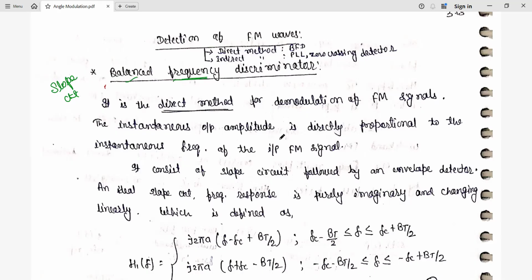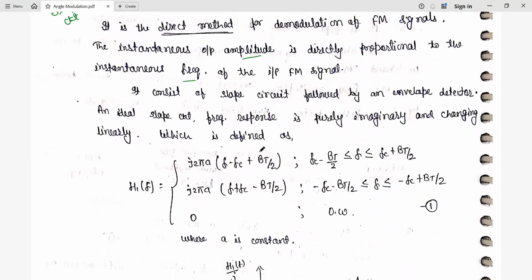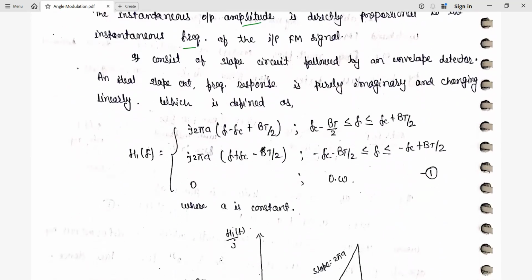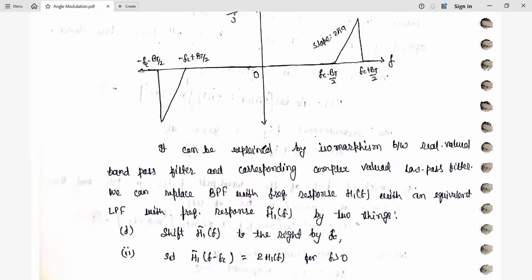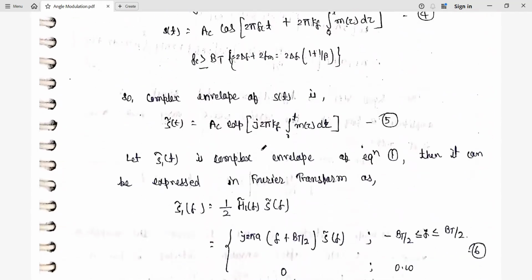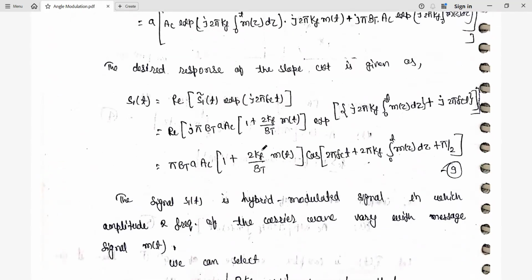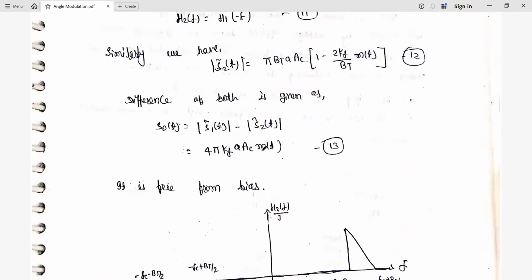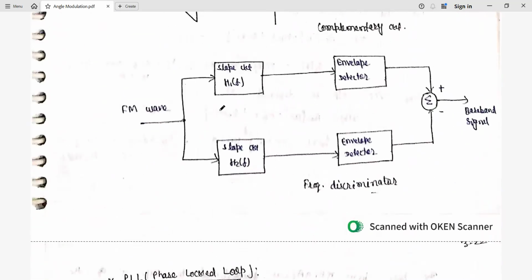We have to obtain the instantaneous output amplitude, which is directly proportional to the instantaneous frequency of the input FM signal. This is the main basic logic on which we are going to work. The basic component of this is the slope circuit. Later we'll see with the help of a diagram how this slope circuit plays its role. You can draw that diagram at the start also.